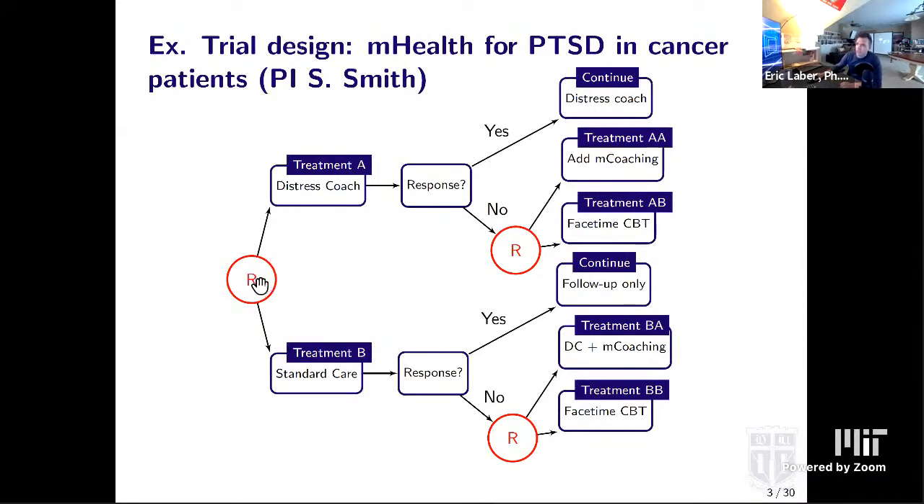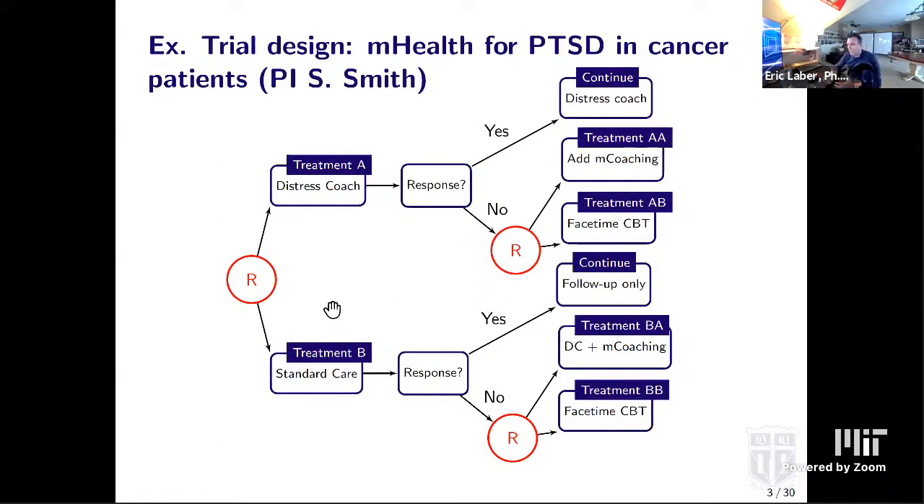Here, you can see that each R denotes randomization, and there's two stages of randomization. So at the beginning of the trial, patients are enrolled in either the distress coach or standard care. I called this CDC in the previous slide. And then they're assessed for response. If they respond, they continue whatever they were doing. But if they didn't respond, then they get randomized a second time. So here you can see it's to mobile coaching or FaceTime CPT and so on.